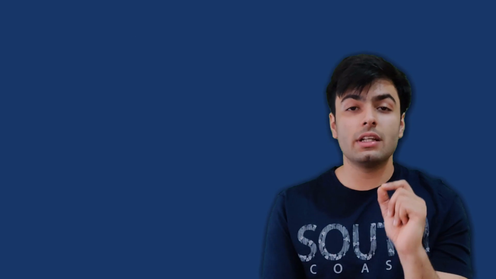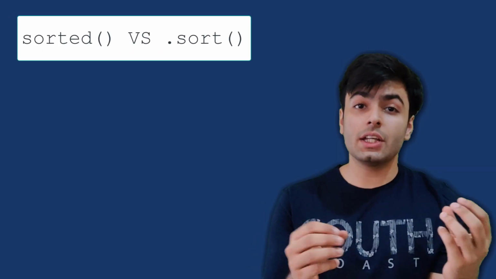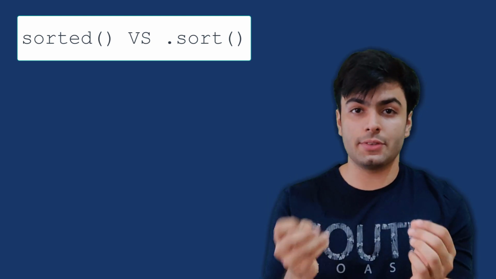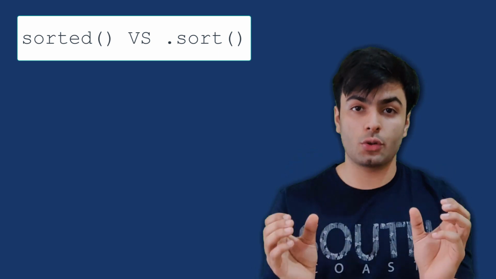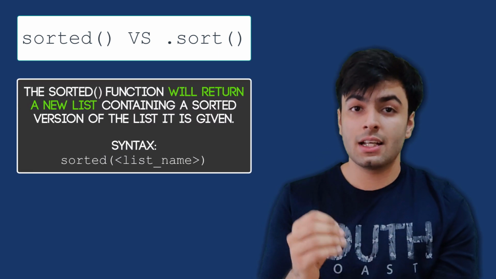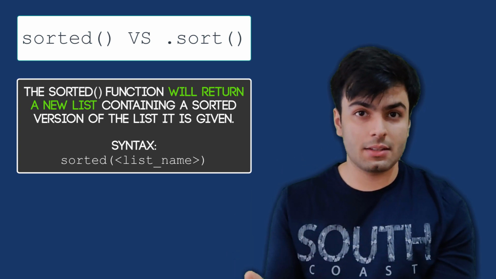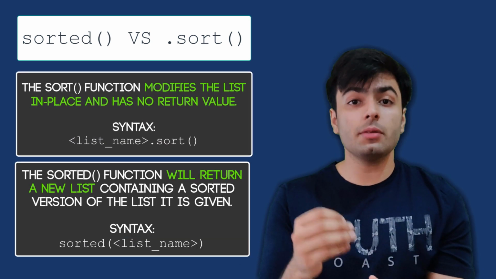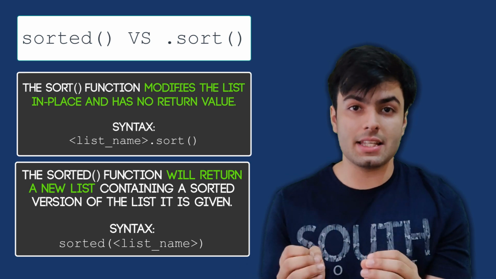Now finally, we need to know how to use the sorted or the sort methods. Beginners can get both of these functions confused. So let me explain to you the difference between the sorted and the sort functions. When you use the sorted function on a list, it returns the sorted version of that list. Whereas when you use the sort method on a list, it simply sorts the list without returning anything.